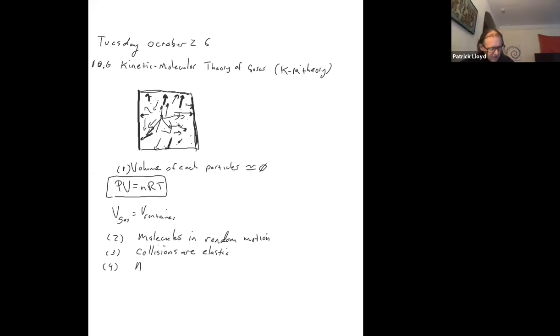The average kinetic energy of the gas is equal to, so I'm going to write E kinetic, and then I'm going to put a little line above the E to indicate average, is equal to 3/2 RT.